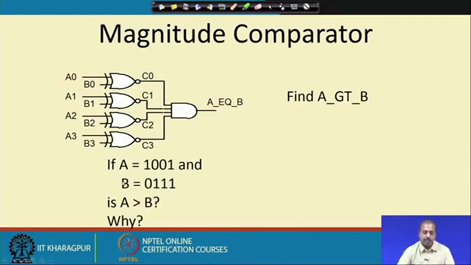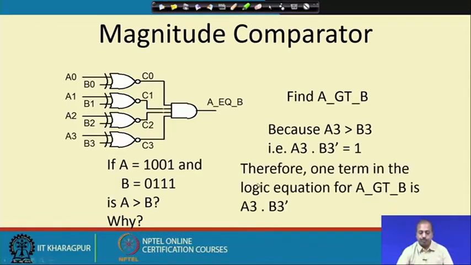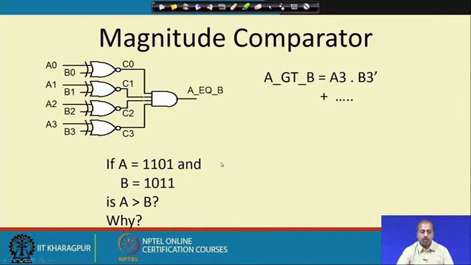If A equals 1 0 0 1 and B equals 0 1 1 1, then A is greater than B. Why? This is because the most significant bit A3 is equal to 1 here and B3 is 0 here. So, A is greater than B. Because A3 is greater than B3, the condition is A3 B3 bar equal to 1. So, one term in the logic equation for A greater than B is A3 B3 bar.